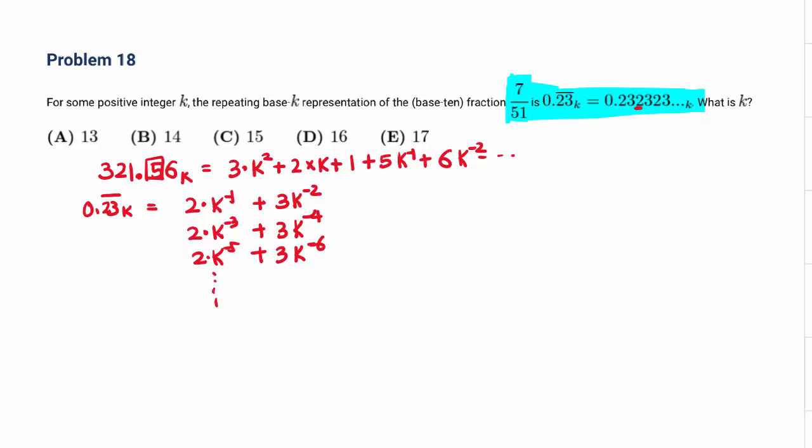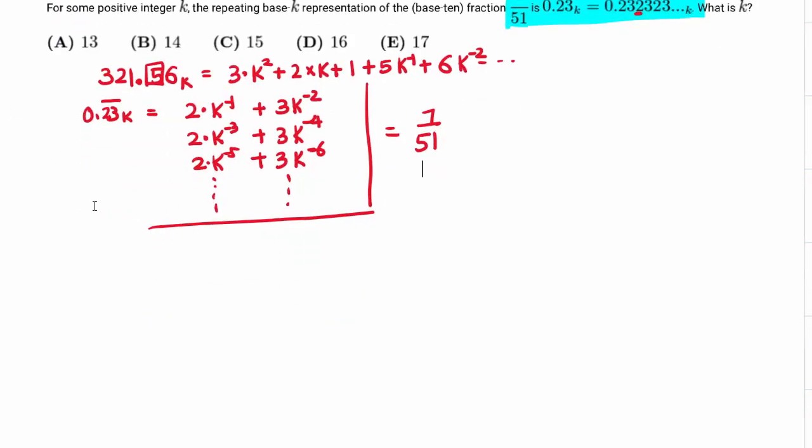Keep going, isn't it? So when you add all these numbers, that is equal to 7/51, right? Okay, now can you find the sum of all these numbers? They all have 2, right? So 2 is out. Inside the parentheses, what is that? 1 over k, plus 1 over k cubed, plus 1 over k to the fifth. Keep going, right? That is an infinite series, isn't it?